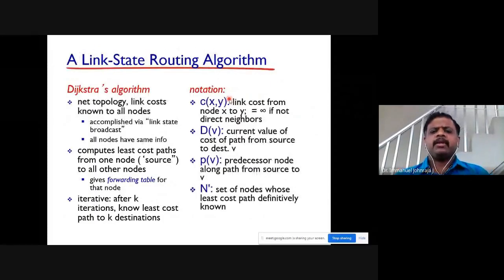There is one more: capital N is the set of all nodes. And N dash is the set of nodes whose least cost is already learnt. Suppose you have got 6 nodes in N, and you have found the least cost for 4 nodes, then N dash will contain all those 4 nodes. We are going to see an algorithm that will give you more clarity on what these notations are.